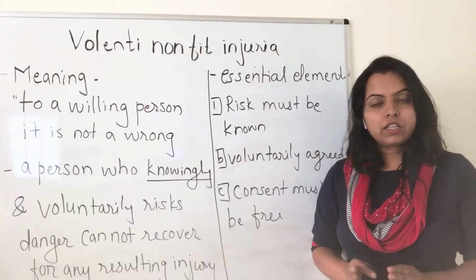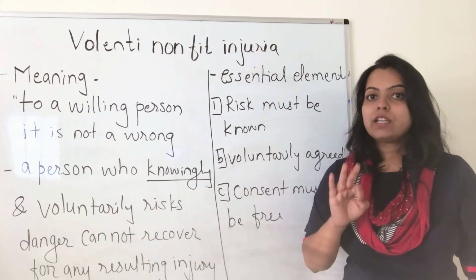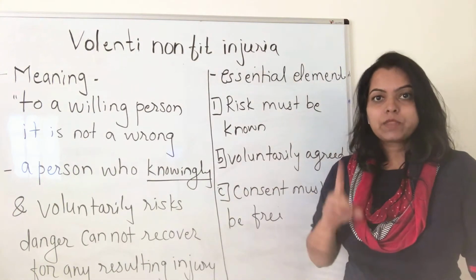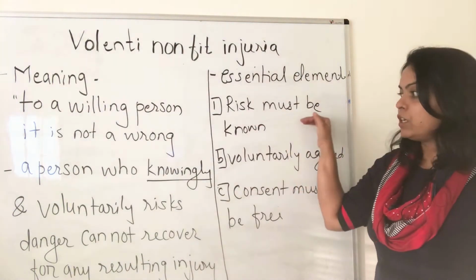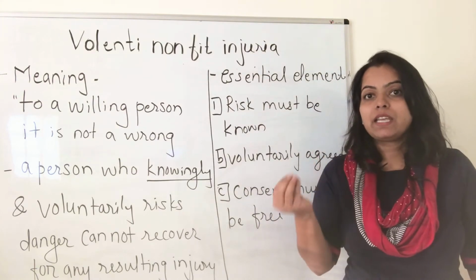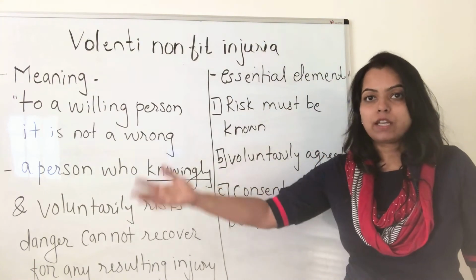Okay. Let us see the next point, the third point in our discussion. What are the essential elements or ingredients? Number 1, risk must be known to the plaintiff. The plaintiff must have an idea about the risk which is involved in that act.